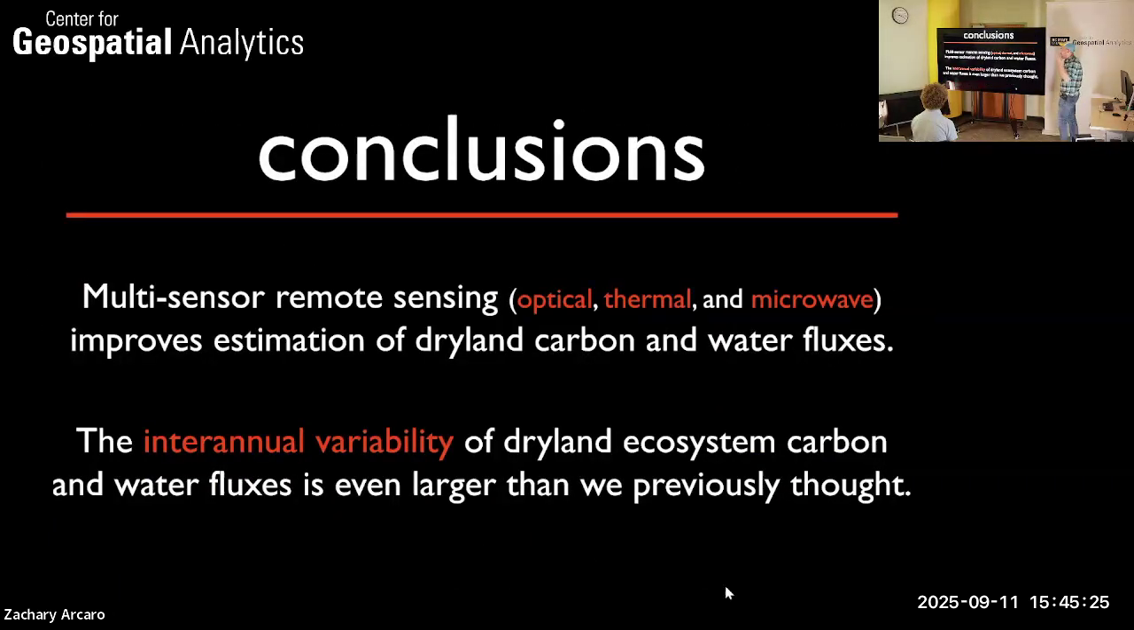So with that, I'll conclude. Basically, the two main takeaways for this talk are that multi-sensor remote sensing, especially remote sensing that combines the optical, the thermal, and the microwave, can improve estimation of dryland variability. And from that, we've shown that the interannual variability of dryland function is even bigger than we already thought it was. And we already thought it was pretty big. And with that, I'll close the talk and take any questions you have.